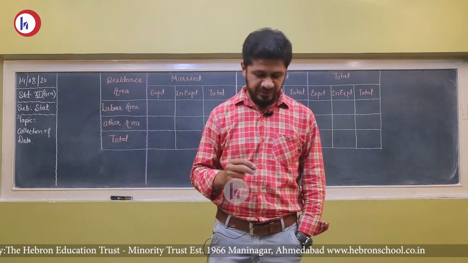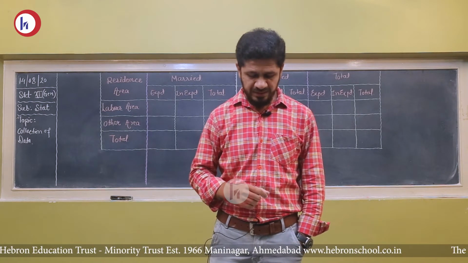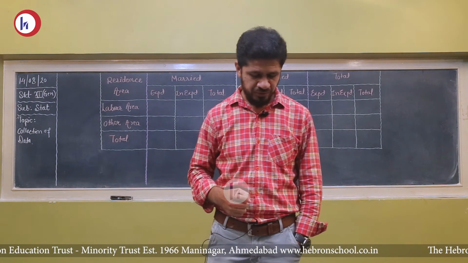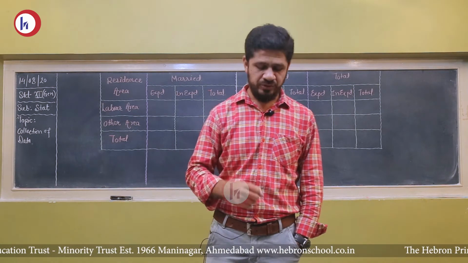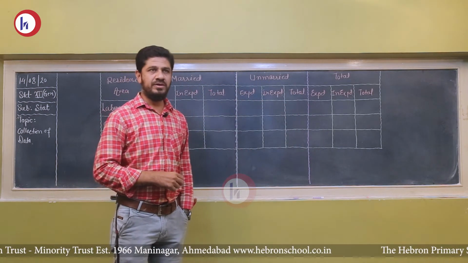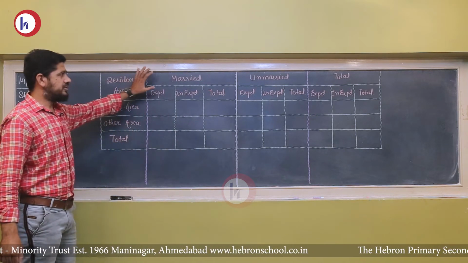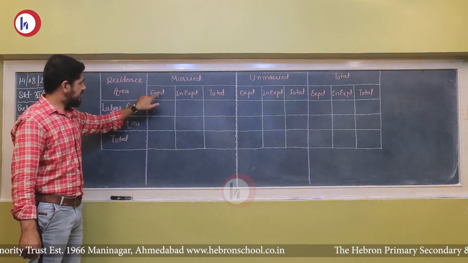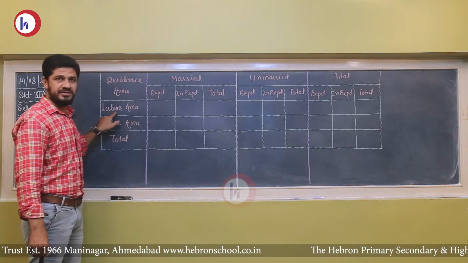850 women working in a factory, 540 were residing in a labor area. This is the first attribute. Out of total married women, so marital status is the second attribute, and 250 had experience, so experience is the third attribute. If the three attributes are given, we will make a table like this. This table shows the three attributes. This block indicates the experienced married women who lived in a labor area.